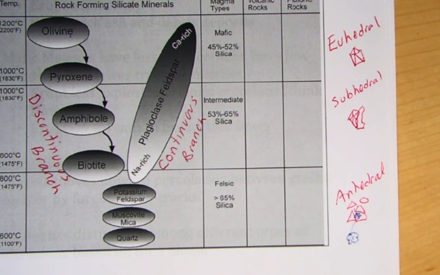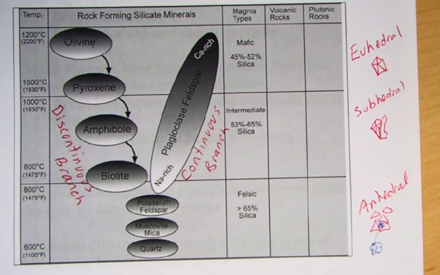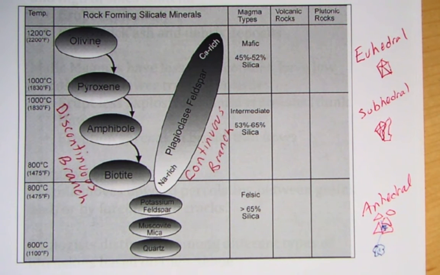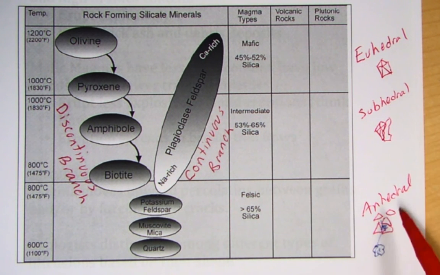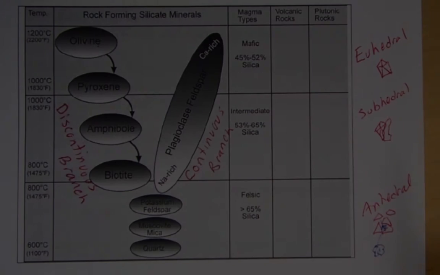Anhedral. So when we look at rocks, you can often tell which minerals formed at higher temperatures because they usually have euhedral structures. The ones that formed at lower temperatures are going to have the anhedral structures.